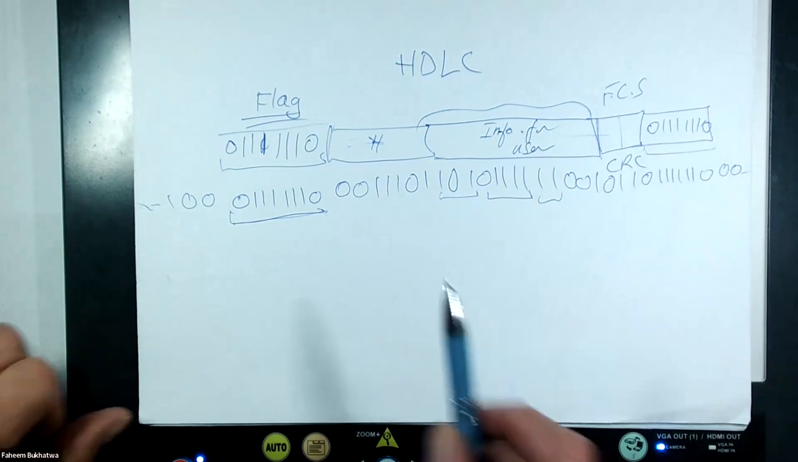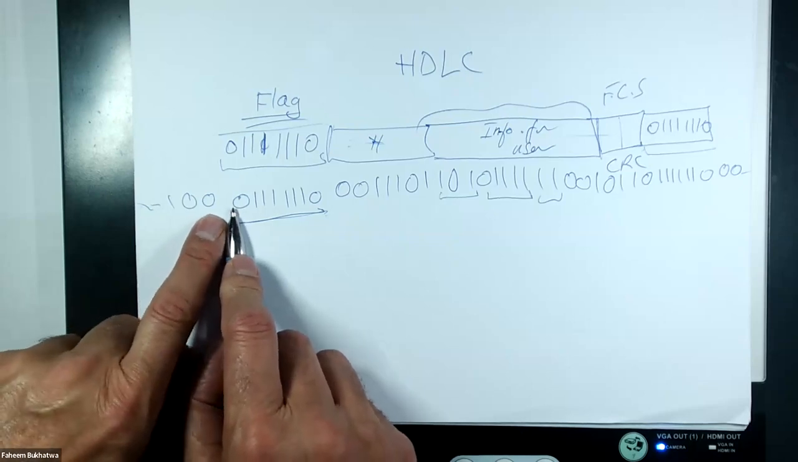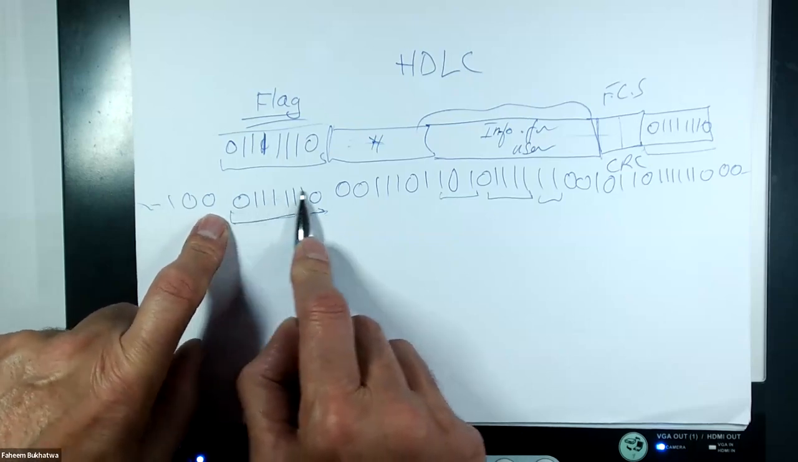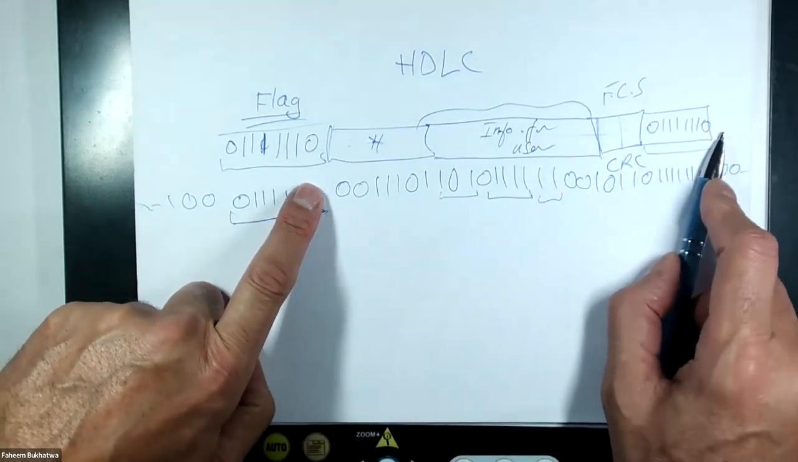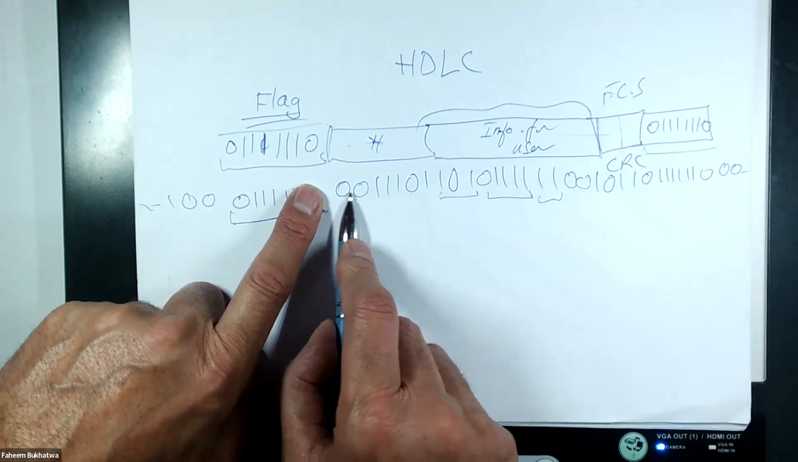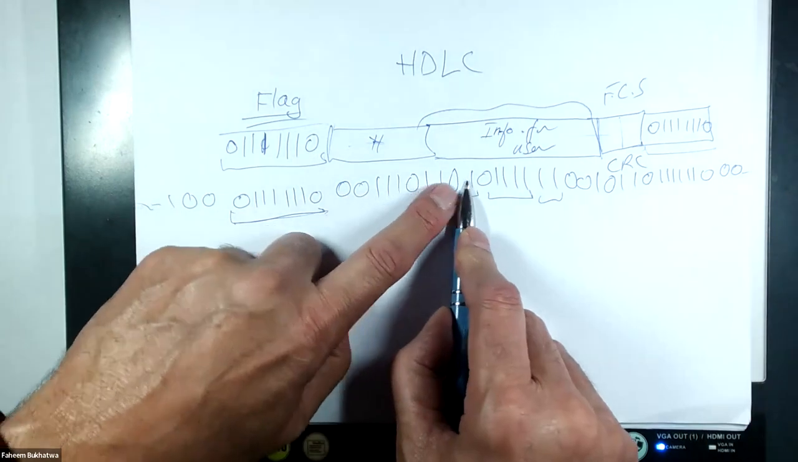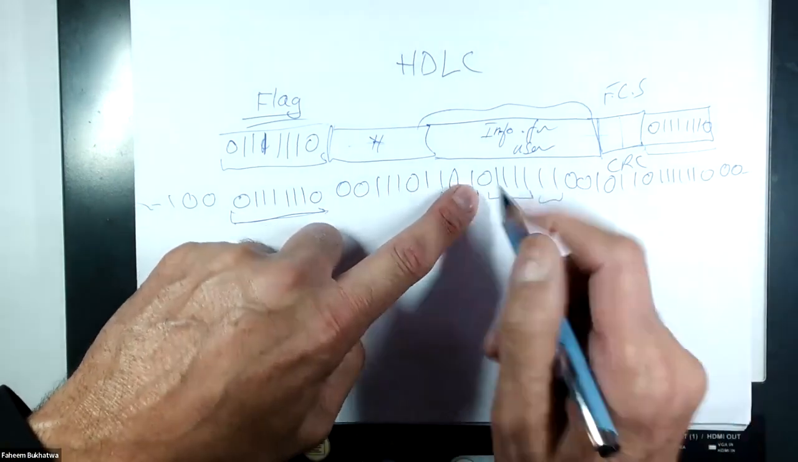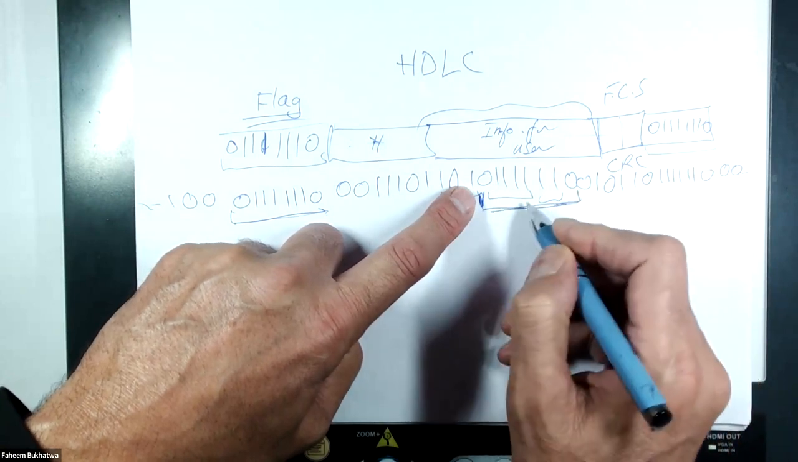Now, the problem is, this machine starts looking for the flag, a 0 with 6 ones and a 0, and then it wants to find the end of the frame. So it's looking for the same sequence again. But as it's looking, it keeps checking here: is there a 0 followed by 6 ones? Oh, here's a 0 followed by 6 ones. And it could say, hey, this is the end of the frame, when it's not.